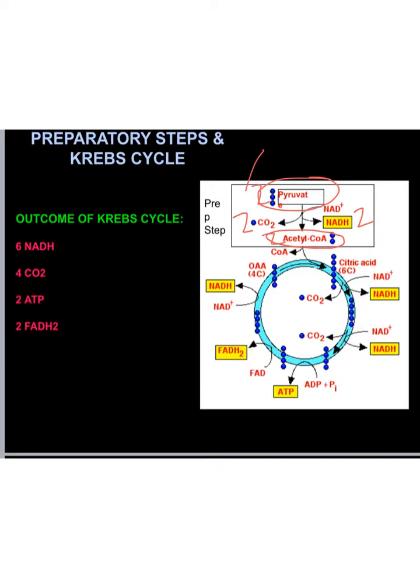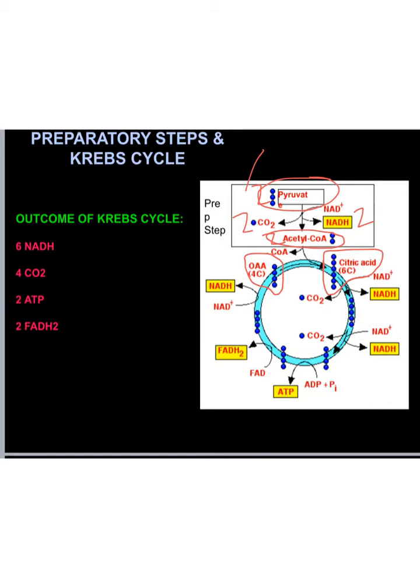So the first thing that happens is acetyl-CoA is going to join with this molecule called oxaloacetate, or OAA, and it's going to produce this molecule called citric acid, and that is how the cycle gets its name, why we call it the citric acid cycle, because that's one of the first products of the cycle.